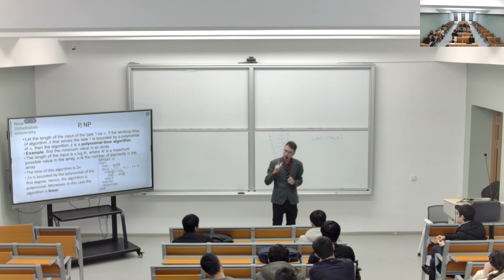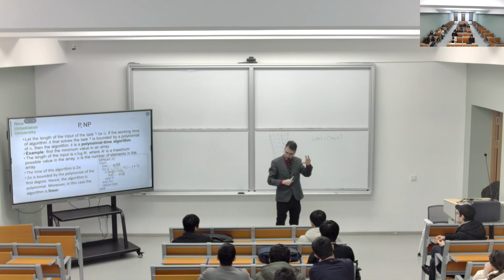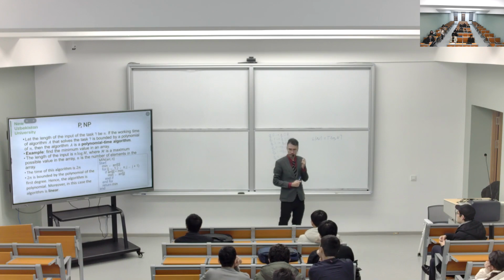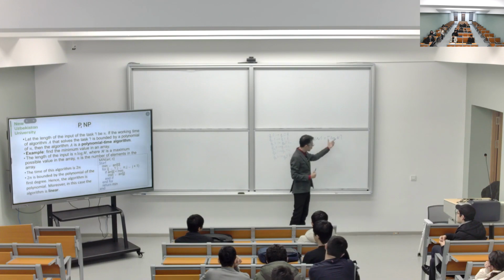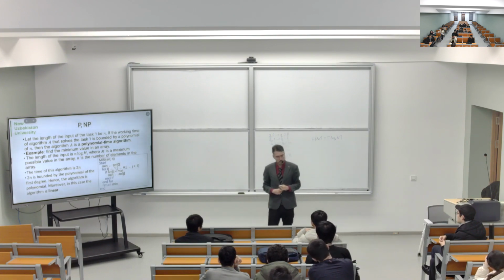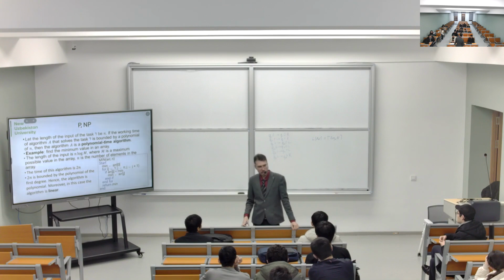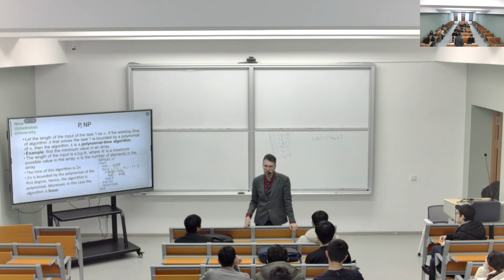Because if it is a polynomial of n, then to get n from logarithm n, of course, it will be exponent. You need to raise 2 to the power of logarithm, and then you will get n. So if it is polynomial of n, it means it is an exponential algorithm. We need polynomial of logarithm of n. So that's the trick. Do you remember the school algorithm for how to find if the number is prime?